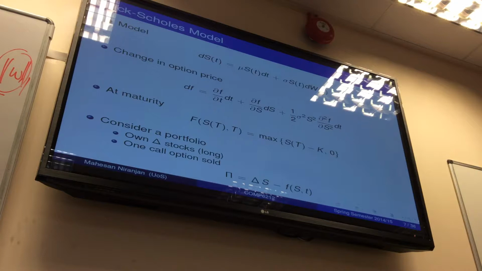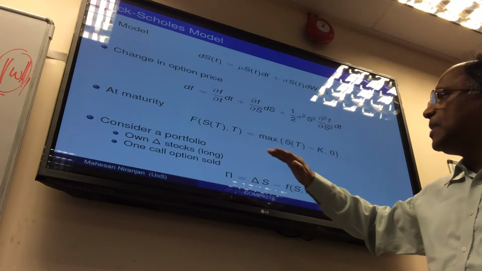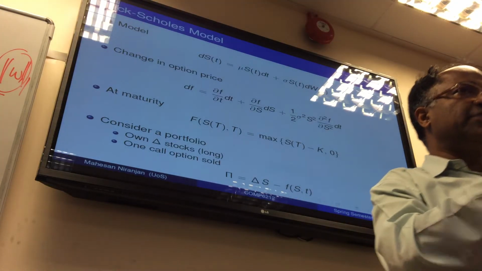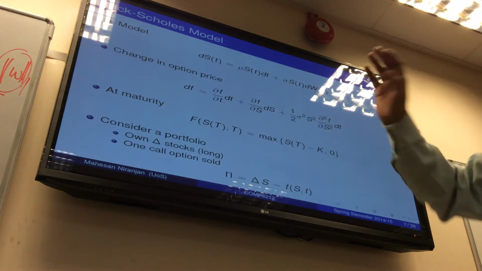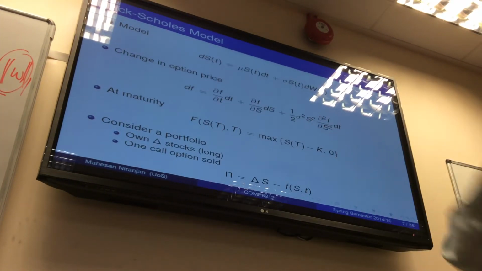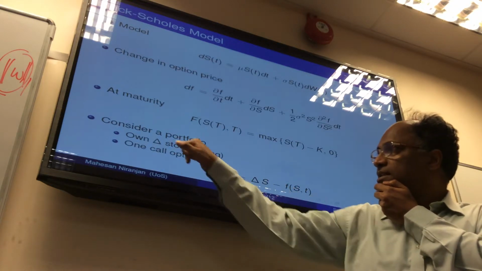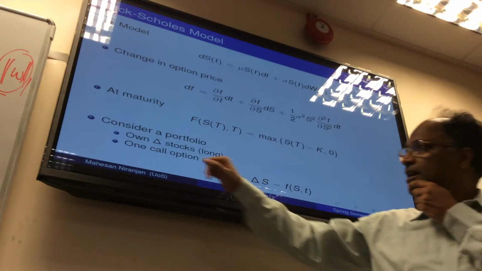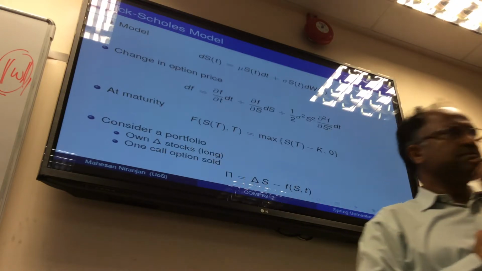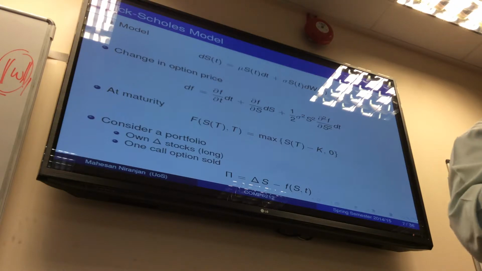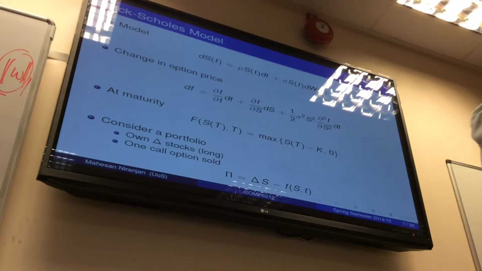So where does that come from? What we could do is start with a portfolio. Here's the way you link what we learned about no arbitrage, coupled with this dynamical model. Suppose we buy delta stocks, and then I sell a call option. So on Southampton University shares, I'm going to sell you a call option, which gives you the right to buy from me at time T Southampton University shares at price K. This is what I have written.